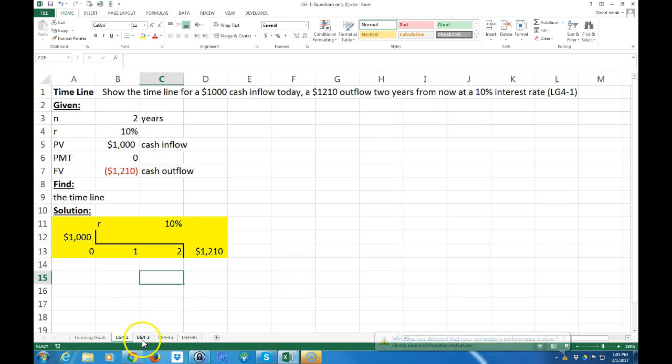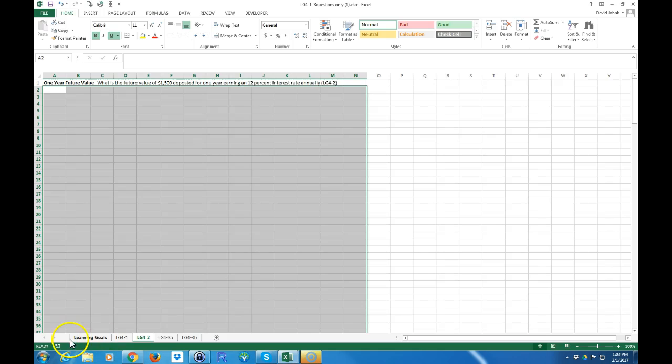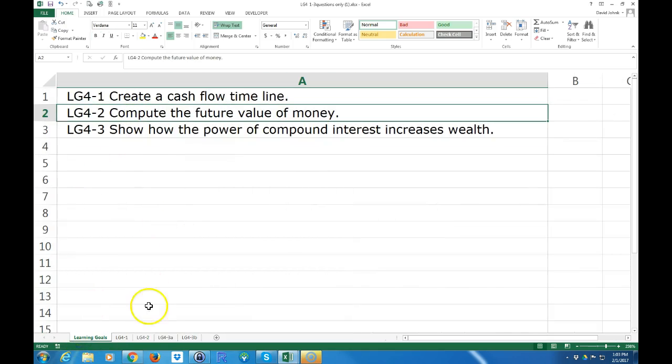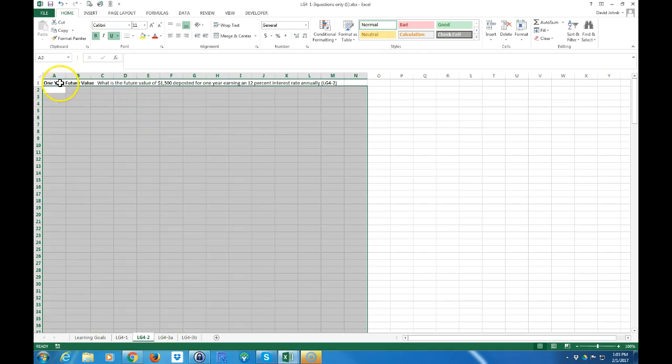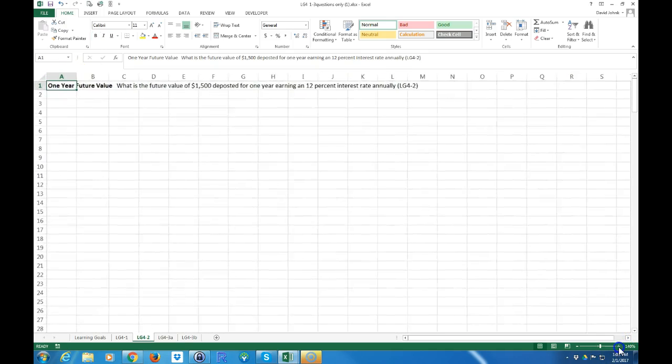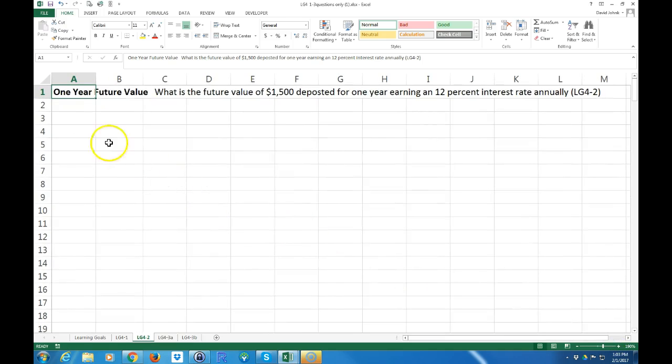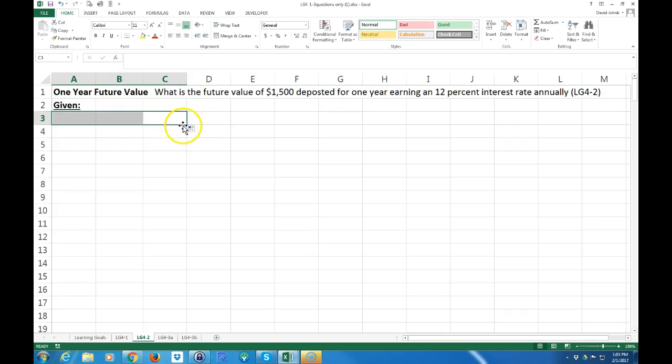All right, so let's go ahead and do learning goal 2. Remember, learning goal 2 was compute the future value of money. So let's go here. We have an example. Let's read the problem. I guess we'll start out with the givens. We're going to fill that in. I'm just getting rid of some of the formats in here. It says, what is the future value of $1,500 deposited for 1 year, earning a 12% annual interest rate?